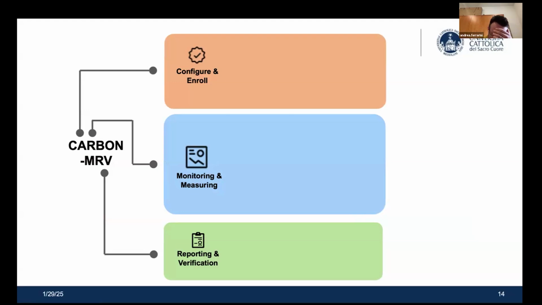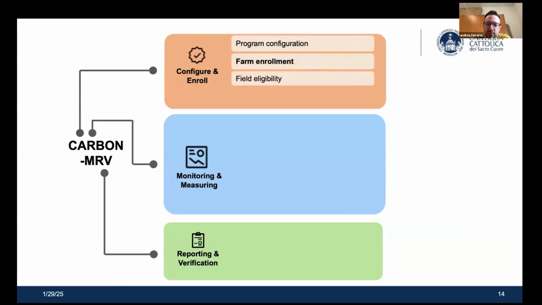Okay, so let's enter technically into our approach. In our digital platform that we are starting to design, of course, we don't have the time within the 3 years of the project to do it, but we will do it. Let's see with which funds. We are trying not only to cover the ex post, so the model that is able to monitor the carbon removal, but also to be able to configure the carbon farming program, to do the farm enrollment, the field eligibility, and especially the ex-ante assessment, because with an ex-ante assessment, you can really see with numbers the real carbon farming potential of a project at scale.